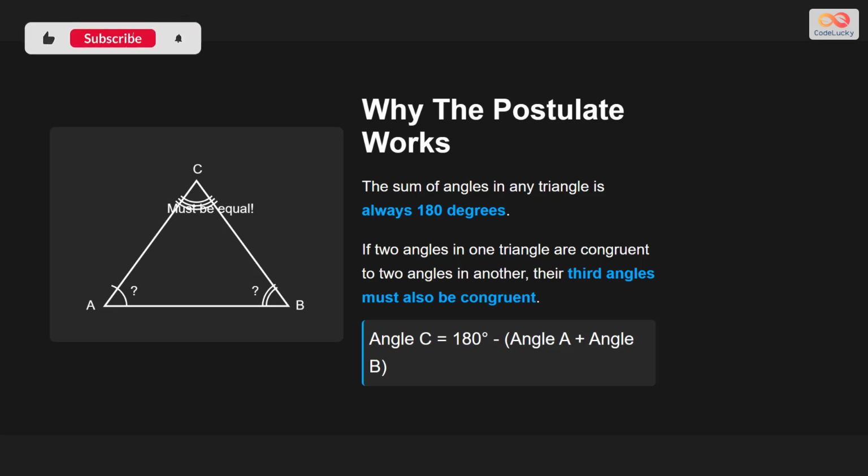You might wonder why we only need two angles. It's because the sum of all angles in any triangle is always 180 degrees. So, if we know two angles are the same in both triangles, the third angle in each must also be equal to each other. It's automatically determined.